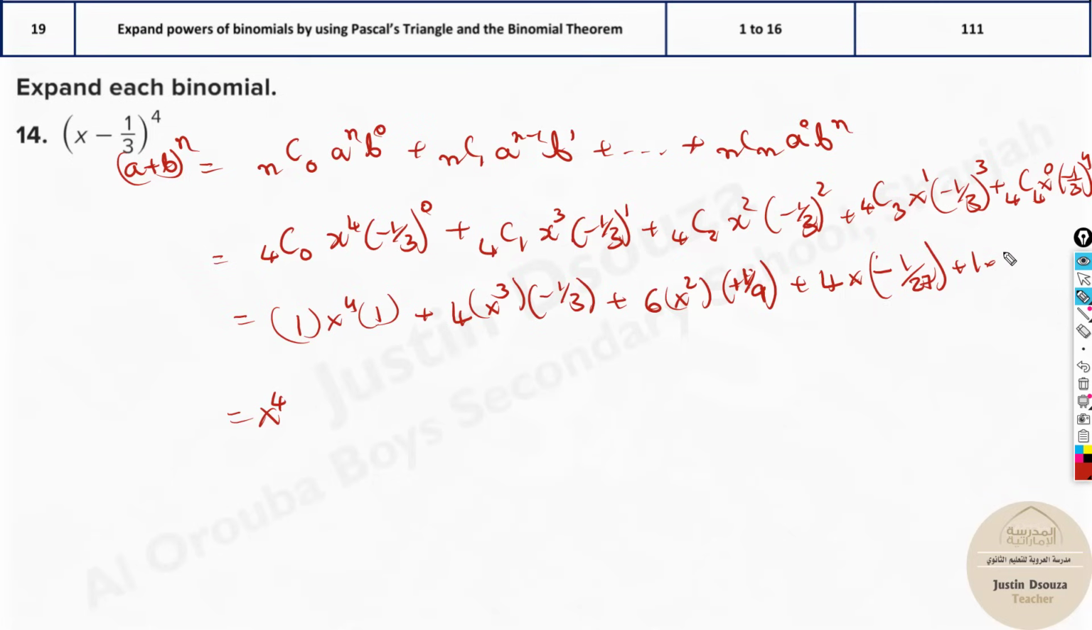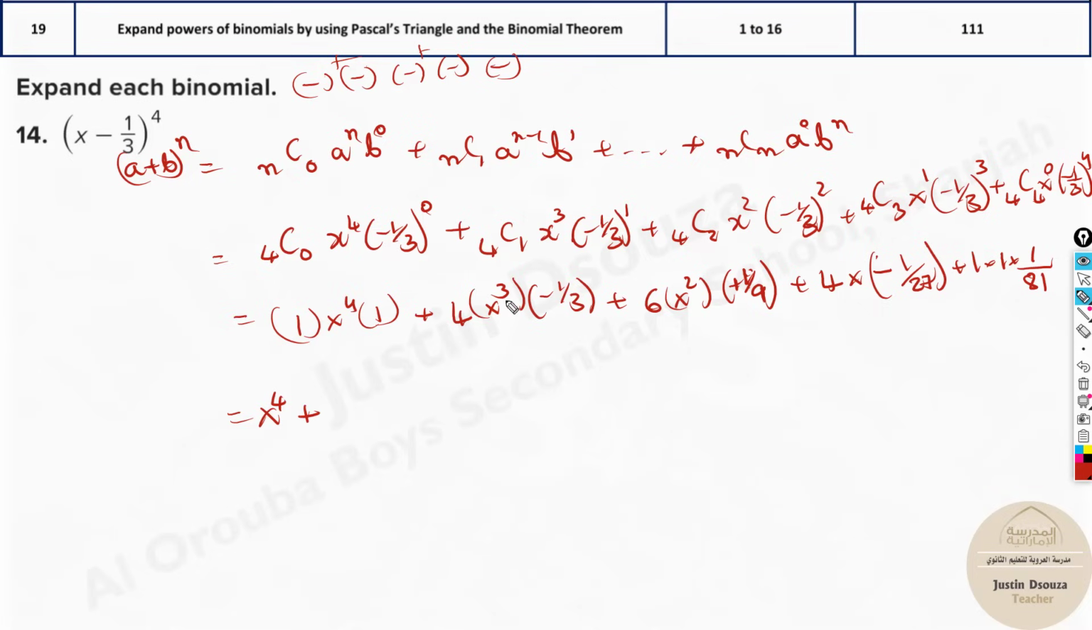And what happens over here is the minus, since it's an even power, the minus dissolves. Whenever it's an even power, minus and minus becomes positive, always. But if it's odd, it remains negative with the minus. So it's 1 times x^0 is 1 times 1 by 3 to the power 4 is 81. So those are the answers. Now we are to simplify it further.